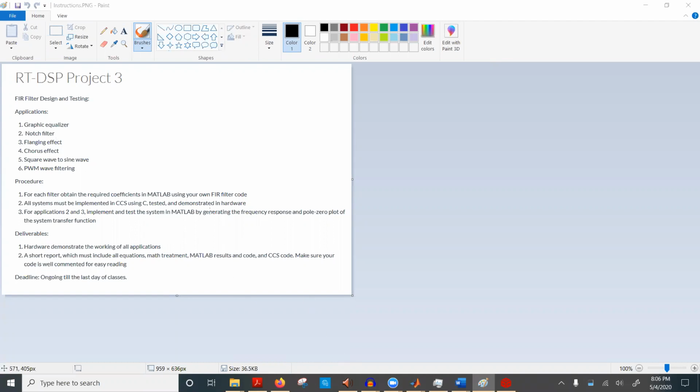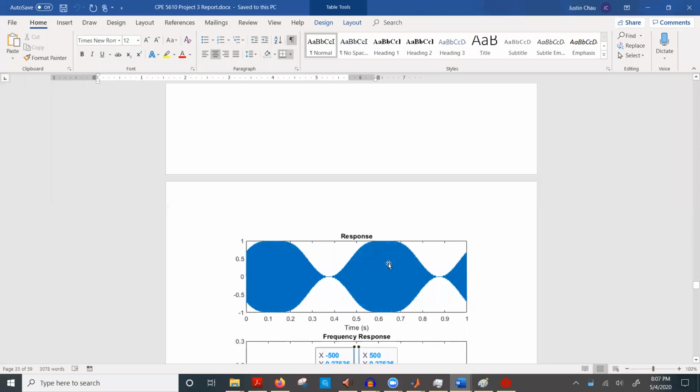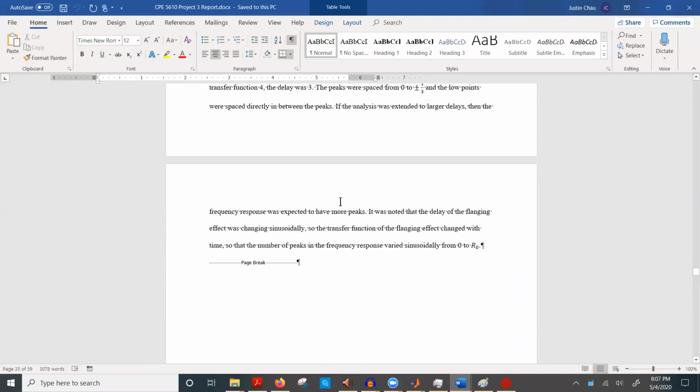Unlike the graphic equalizer and notch filter, which are just FIR filters that we generated coefficients for in MATLAB and implemented in C, the flanging effect and chorus effect are a little bit more complicated. So we're first going to have to dive into a bit of theory about the flanging effect and the chorus effect.